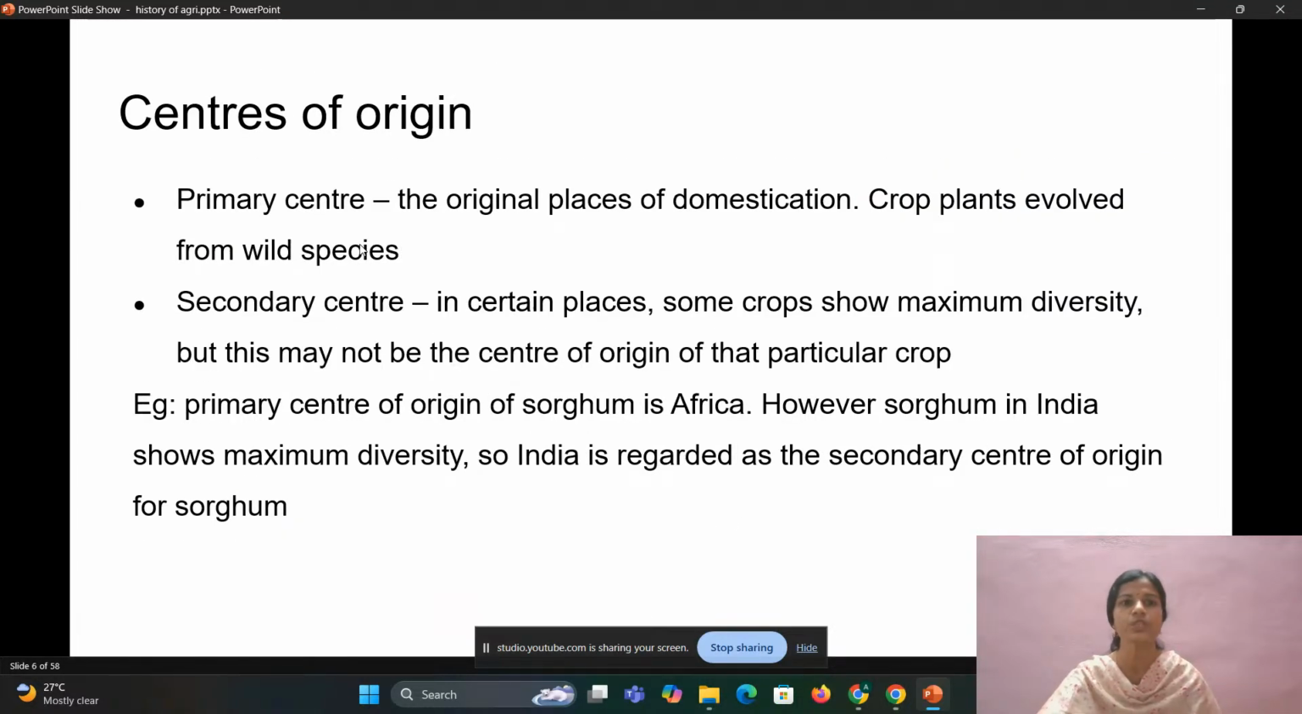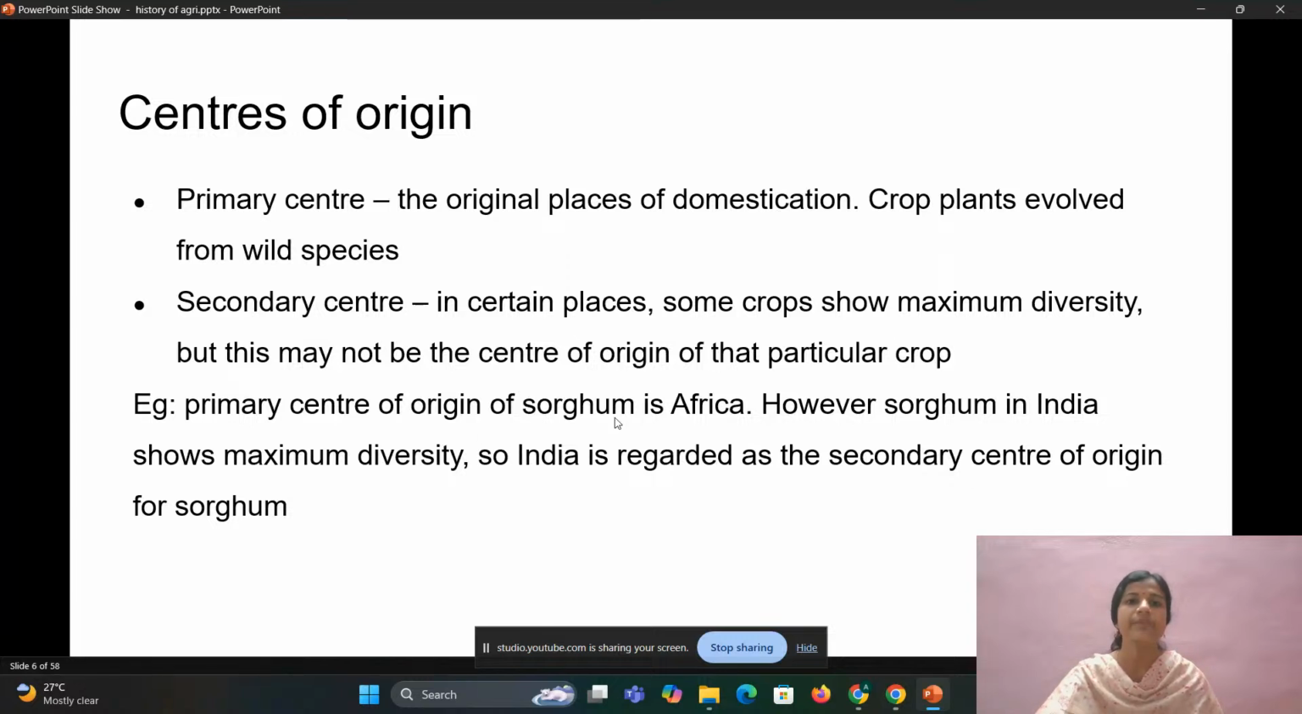So centers of origin can be classified into two: primary center and secondary center. Primary centers are the places where the crops were first domesticated, or where the crop plants evolved from wild species. Whereas secondary centers are some other regions, other than the primary centers, where this crop plant shows maximum diversity. But they may not be the place where that particular crop was first domesticated.